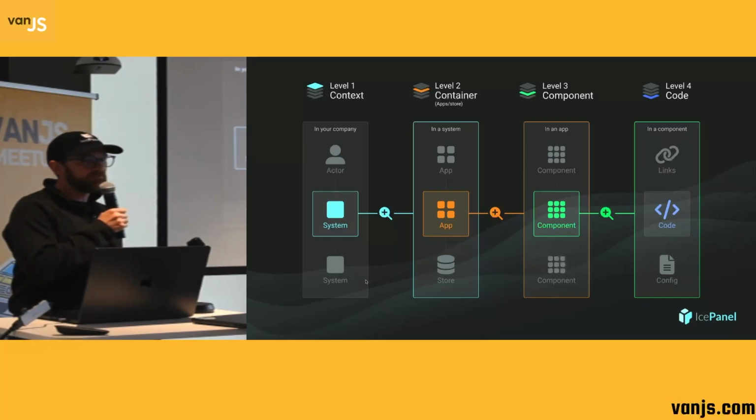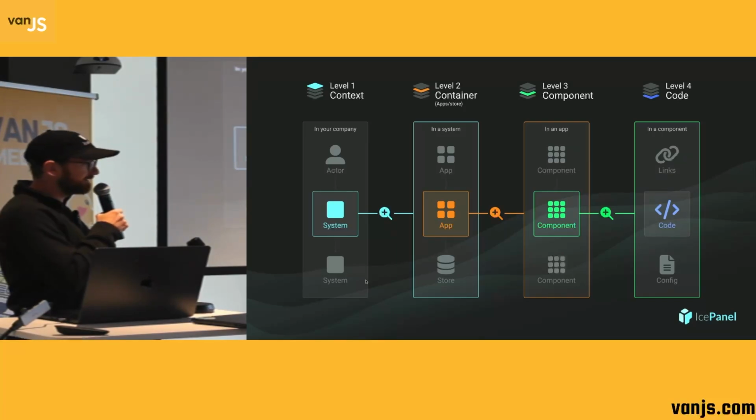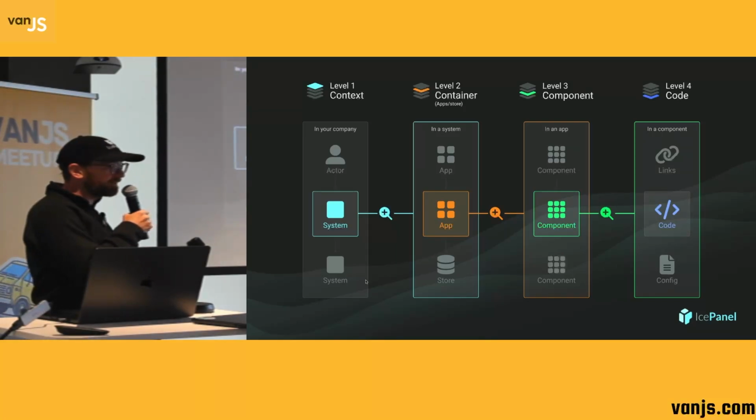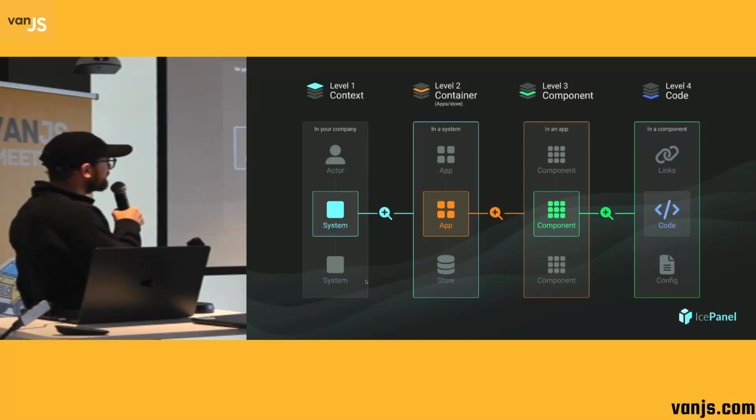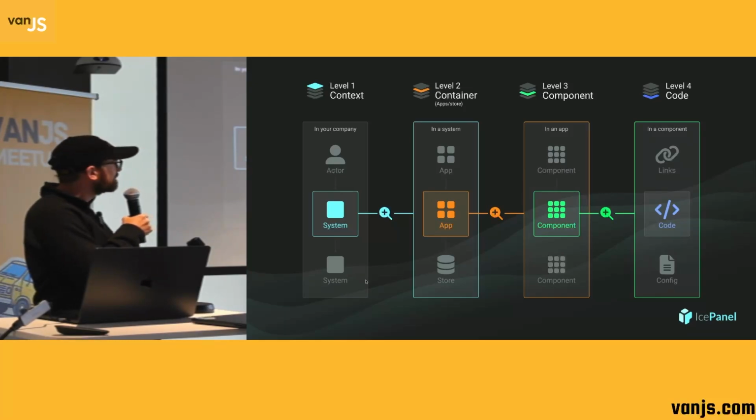So why is it called C4? Well, it's called C4 because it's named after the different diagram types. So there's 4 different diagram types. There's your context level diagram, your container level diagram, your component diagram, and your code diagram.